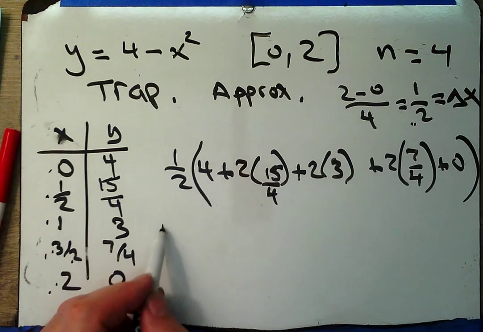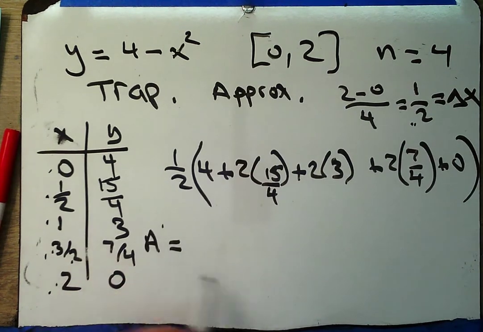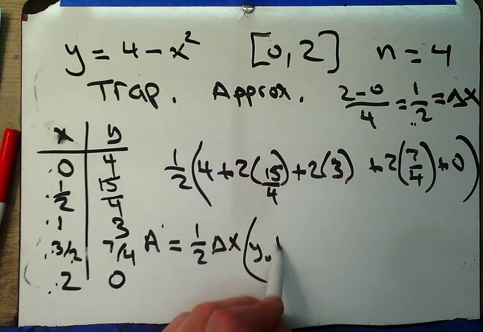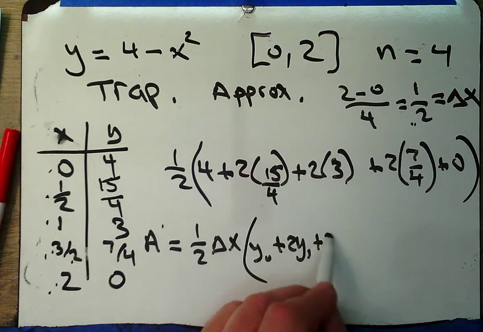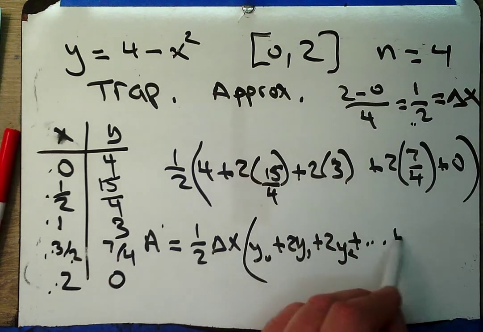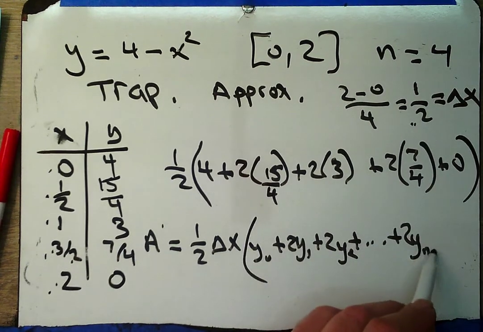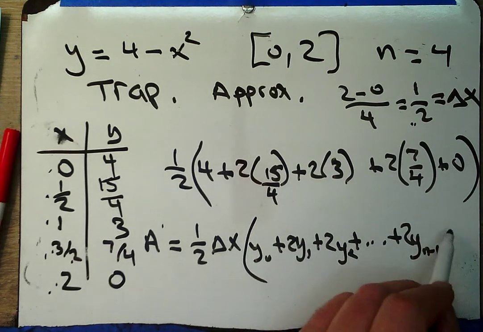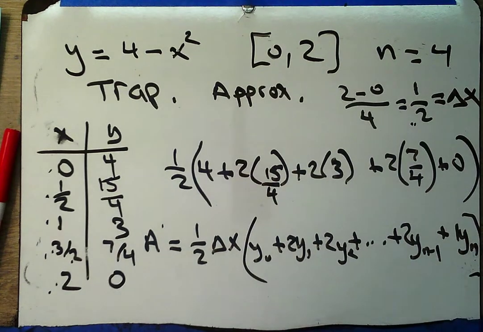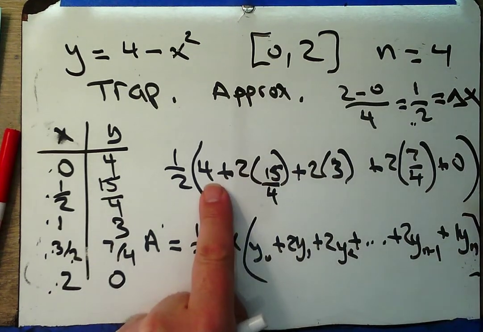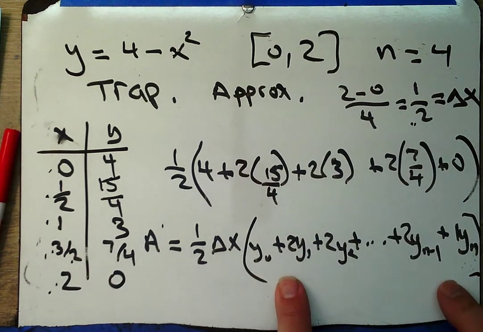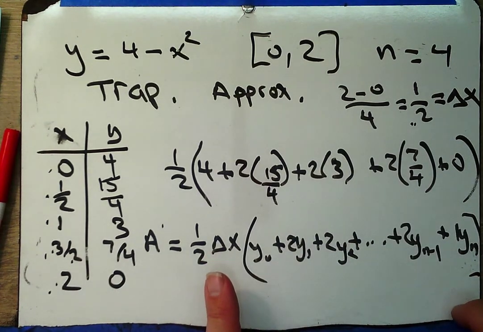Remember, our trapezoid area formula is 1/2 delta x times y sub 0 plus 2y sub 1 plus 2y sub 2 plus, and so on, to y sub n minus 1 and only 1 y sub n. So, don't I have that? 1 of the first, 1 of the last, and 2 of each of the ones in between. And I have a 1/2. Oh, but wait.